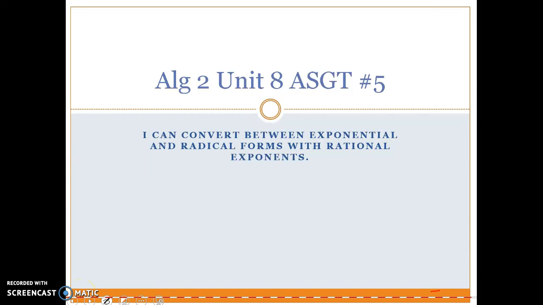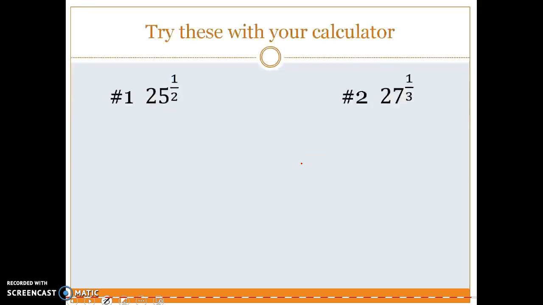All right, so we've done some work with exponential expressions and radical expressions. Today we're going to combine those two things in assignment number 5. There's exponential form and radical form, and then we're going to deal with rational exponents for the first time. Those are exponents that are fractions. And so let's go ahead and get started.